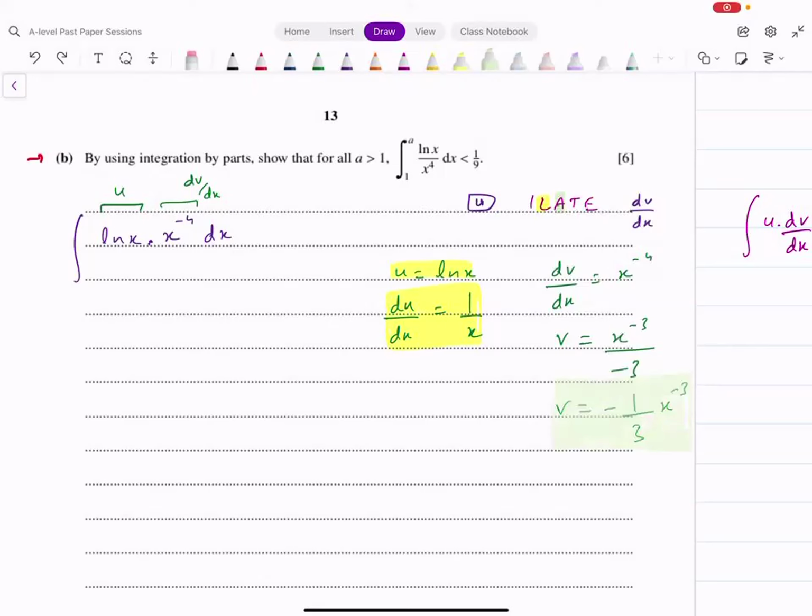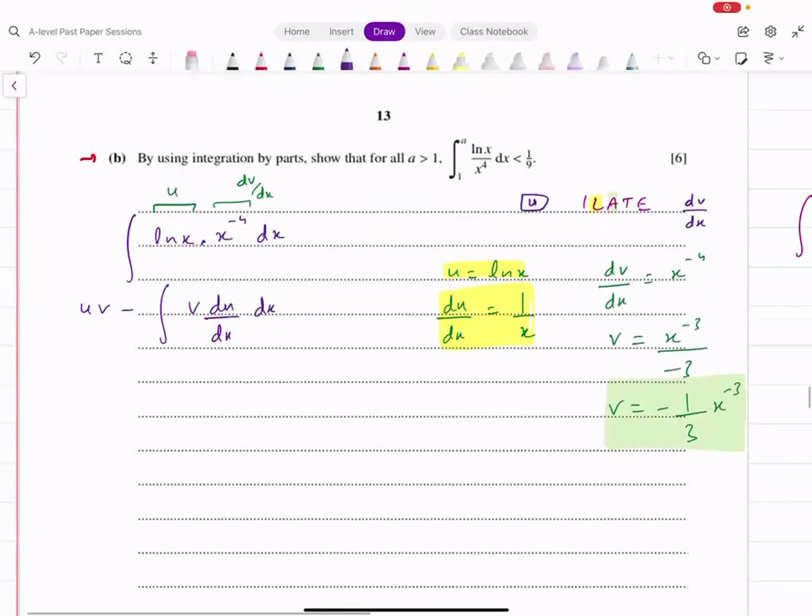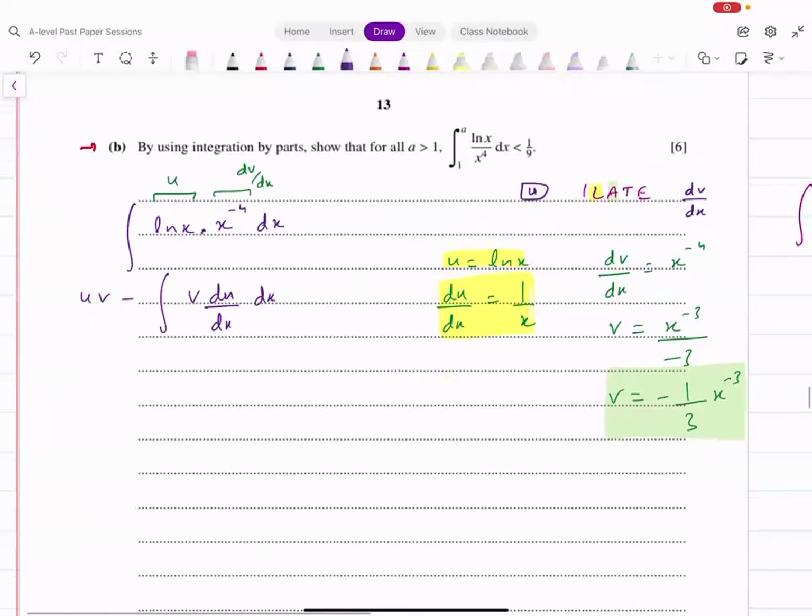ठीक है, अब फॉर्मूला में क्या था हमारे पास? I'm going to write that here again. We've got uv minus integral of v du over dx with respect to x. ये लिमिट्स बाद में एंड पे जाके देखें. अभी let's just evaluate this first. u times v, that's going to be ln x into v is minus 1 over 3 x raised to power minus 3.